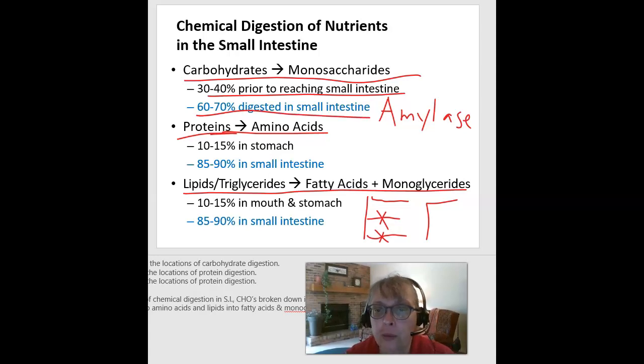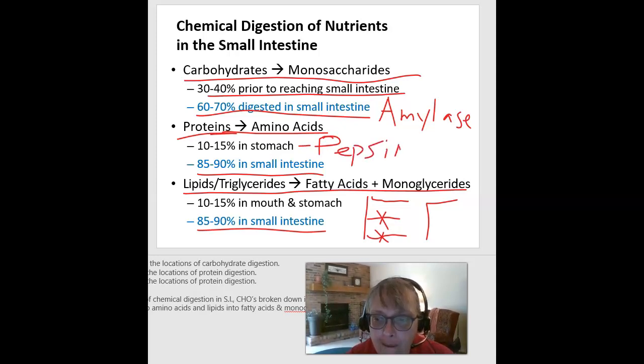So proteins, remember, are partially broken down in the stomach due to the presence of pepsin. And you might remember that lipids would be broken down by lipase, of which we have some in the mouth, lingual lipase, and gastric lipase in the stomach.